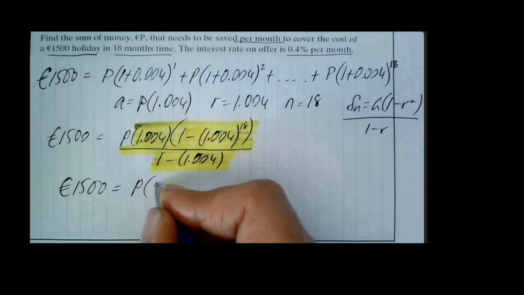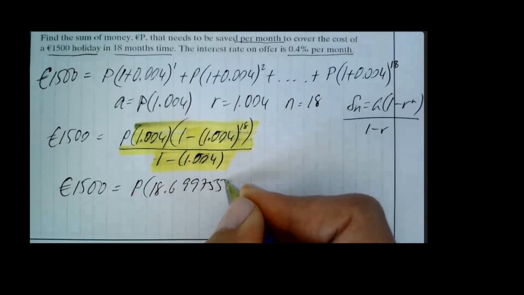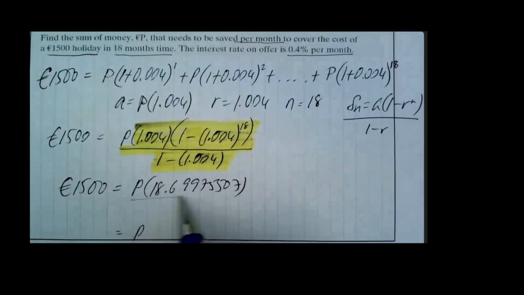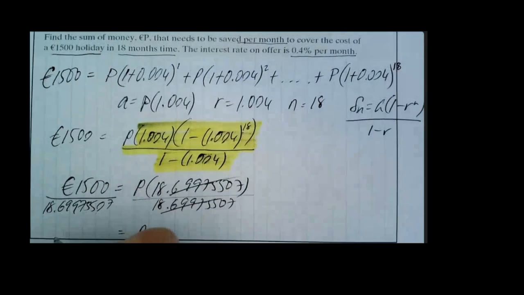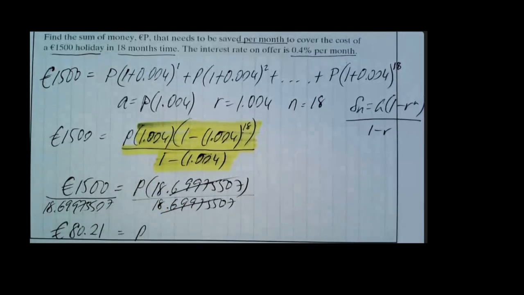So P times 18.69975507. And of course, to get P on its own, I'm going to divide both sides by that. And this then, 1500 divided by that answer, is 80.21 to 2 decimal places.